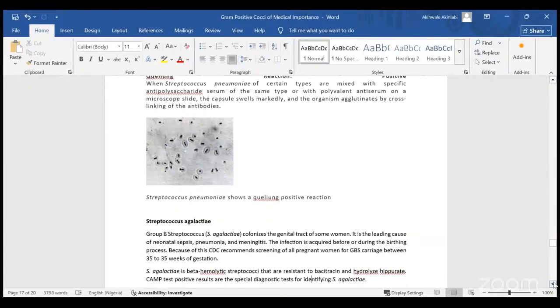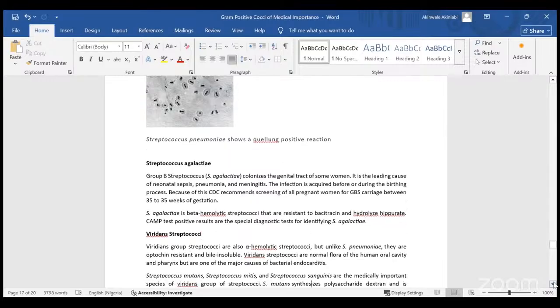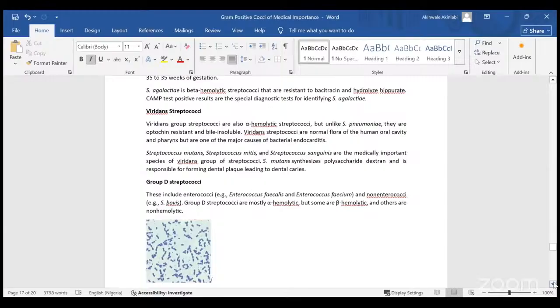Then Streptococcus agalactiae, it's not something that we are going to concentrate upon. You can read that one. There's not much under it. It's also a group B streptococcus, that colonizes the genital tract of some women, a leading cause of neonatal sepsis, pneumonia, and meningitis. Then we have Viridans streptococcus, which are alpha hemolytic streptococci.